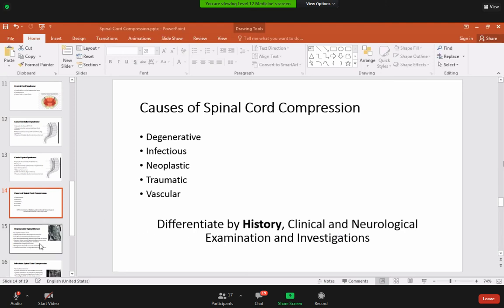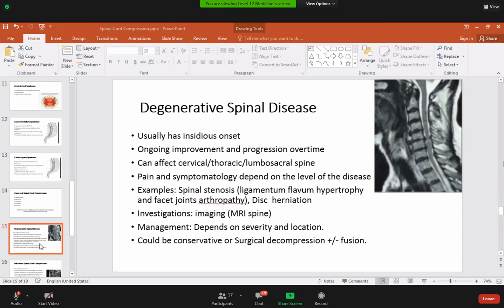Now, degenerative surgical spinal diseases usually have an insidious, very gradual onset. There is ongoing improvement and progression over time. They may improve, or the problem may progress, and they usually affect the cervical, thoracic, and lumbosacral spine. Pain and symptomatology depend on the level of the disease. What is the level of the problem? The symptomatology depends on that level.